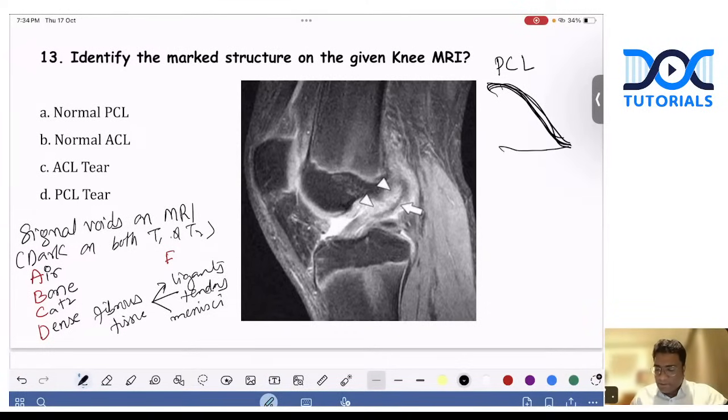Look at the attachment on the tibia. Don't look at the femur. Look at the attachment on the tibia. The posterior one is PCL. It has a question mark like area. And this attached on the anterior part of the tibia, this is ACL.